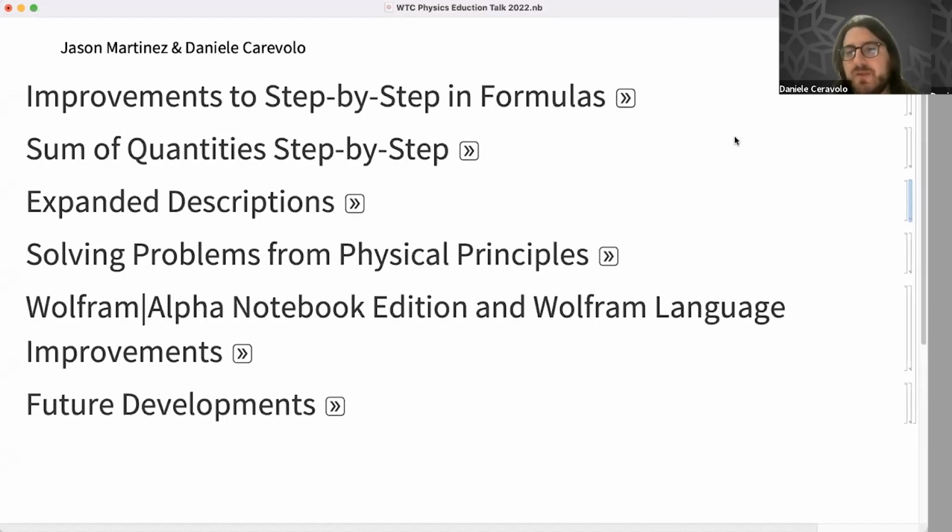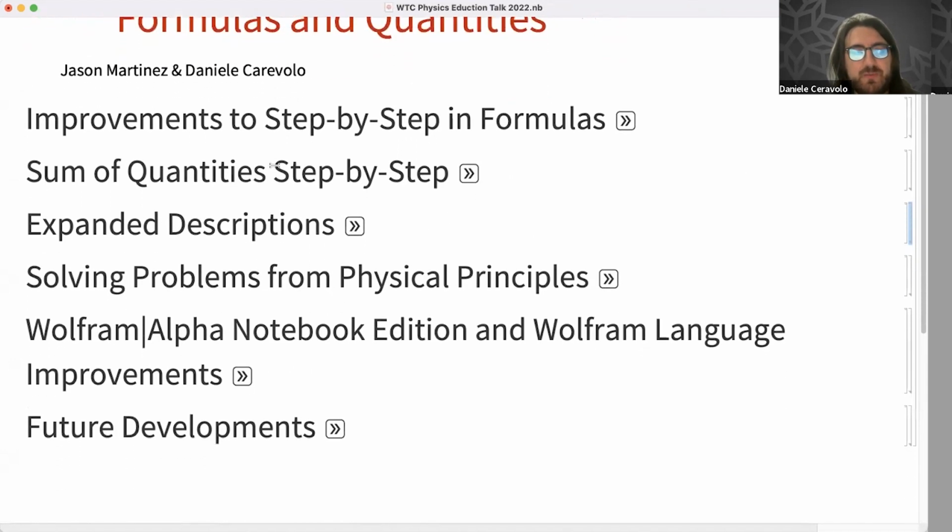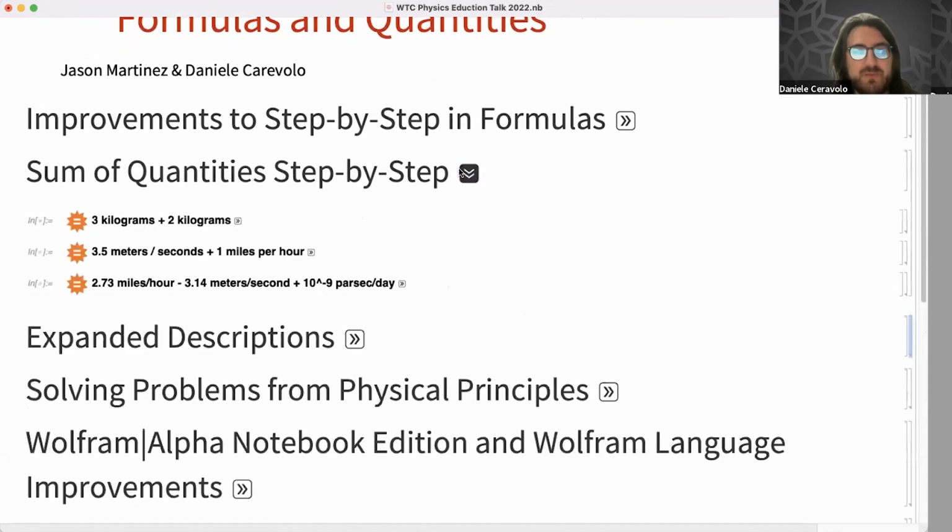Okay. So as Jason mentioned, we have been working on improving the way we visualize formulas. We handle step-by-step formulas, and we are working on multiple fronts on adding better explanations, more detailed ones.